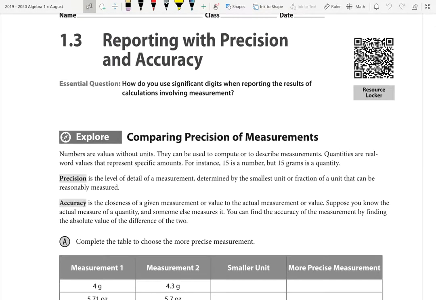All right, folks, we're looking at section 1.3 today. We skipped section 1.2 because ain't nobody like section 1.2. No, it's because of the standards, that standard was taken out in the state of Florida. So they're like, nah, that's not important. So we're like, okay, cool, we'll just skip it. So 1.3, reporting with precision and accuracy.